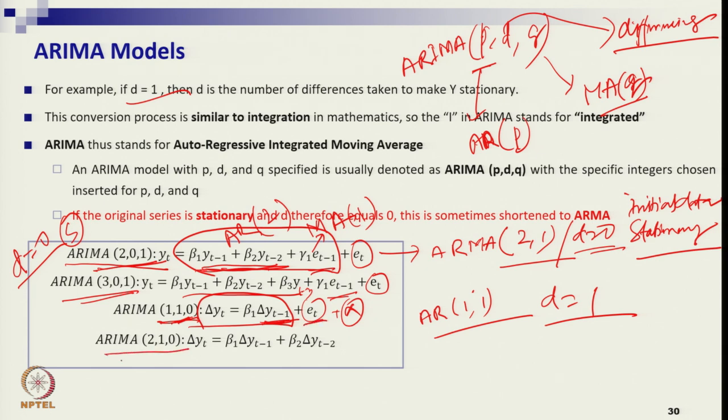Look at this case. Here also you have 2 orders of differencing. ARIMA 2 1 0. What it means is that you are not doing any MA process, just the first round of differencing, and then you are using your AR process. In case your model is like this, say 0 1 1, in that case you have to select say gamma 1 epsilon 1 plus the error part.